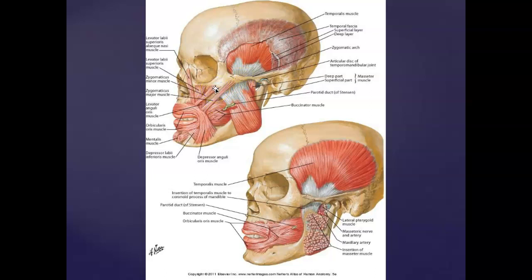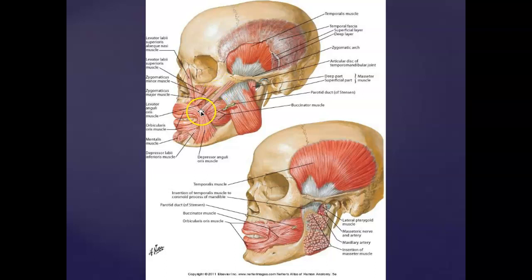Zygomaticus minor is going to come from a little more medial on that zygomatic bone. But they're going to insert, again, toward the angle of the mouth. You can see minor is a little more medial insertion than major here. They're going to be used for smiling, bringing the angle of the mouth up and out. You can picture these contracting, pulling that mouth up and out.